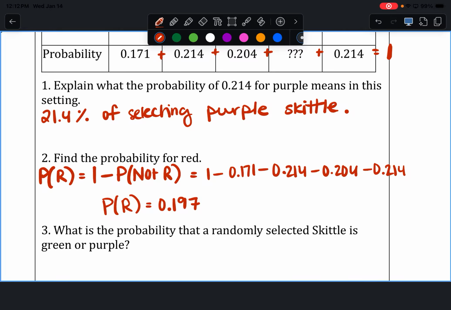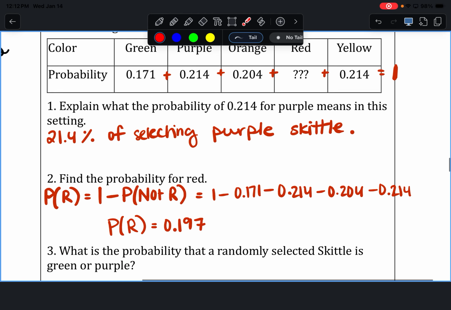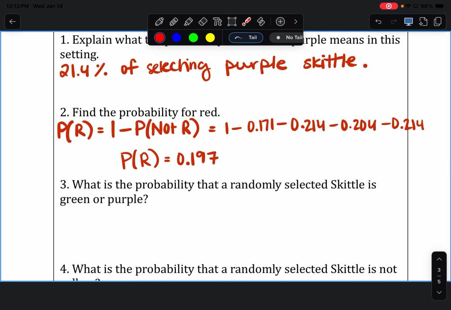Okay. Now, you could have also done this by adding up all the ones that are not red. So you could have added green, purple, orange, and yellow together and subtracted that total from 1. Either way works. Does not matter to me which way you do. As long as you're subtracting everything that's not red from 1, you'll get that answer.